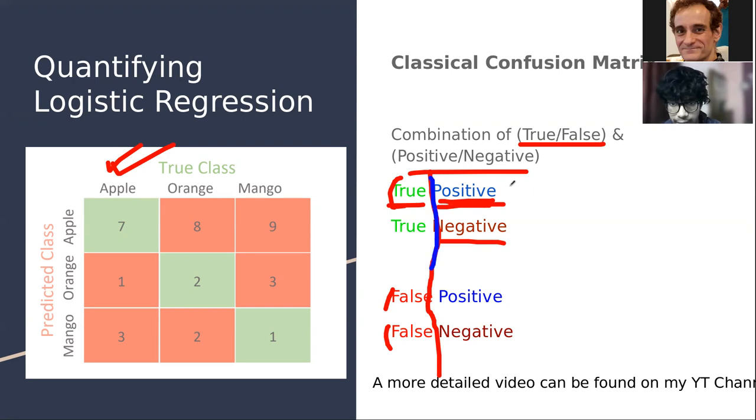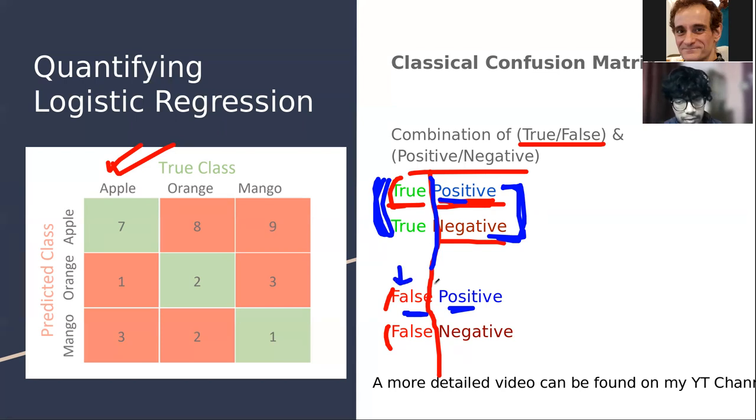This part is for the outcome predicted by the model. And this part is for the adjective. It describes whether or not the outcome predicted by the model is true or false. You get it? So what would be true positive? The model predicted it positive, and it was actually positive. So what does false positive mean? The model predicted it positive and it was not positive.